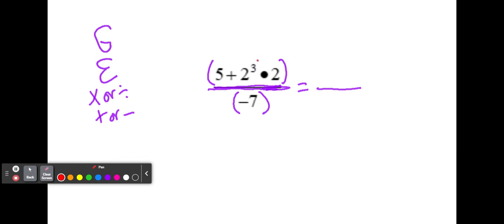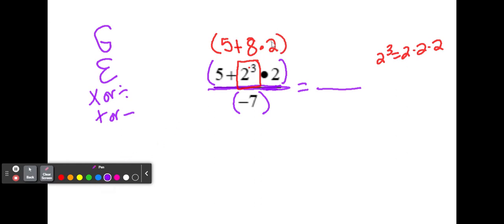I'm going to do my exponents first because that comes before everything else after grouping symbols. So what am I left with on the top? 5 plus 2 times 2 times 2. Remember, 2 to the third is 2 times 2 times 2, which is 8, and 8 times 2. So now I have addition and a multiplication. I'm going to do my multiplication first. So 8 times 2 is 16. I'm going to copy down what's left up there. So my top answer is 21.